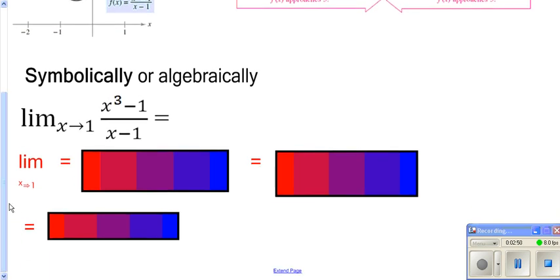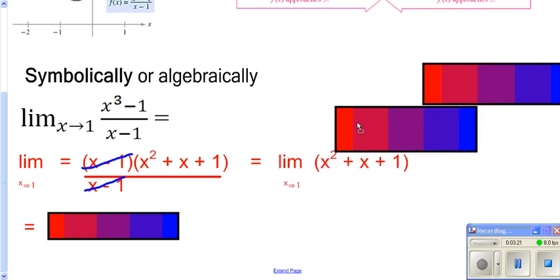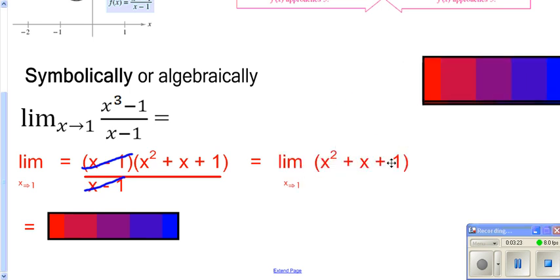We can also look at this symbolically or algebraically. What we're going to do is just work with the function itself. You'll notice the top ends up being a difference of cubes because it's an x cubed minus a 1 cubed. So if you factor that according to the difference of cubes, we end up getting this here. Well, you'll notice then that your x minus 1 drops out on the top and the bottom. And so then you're just left with this quadratic.